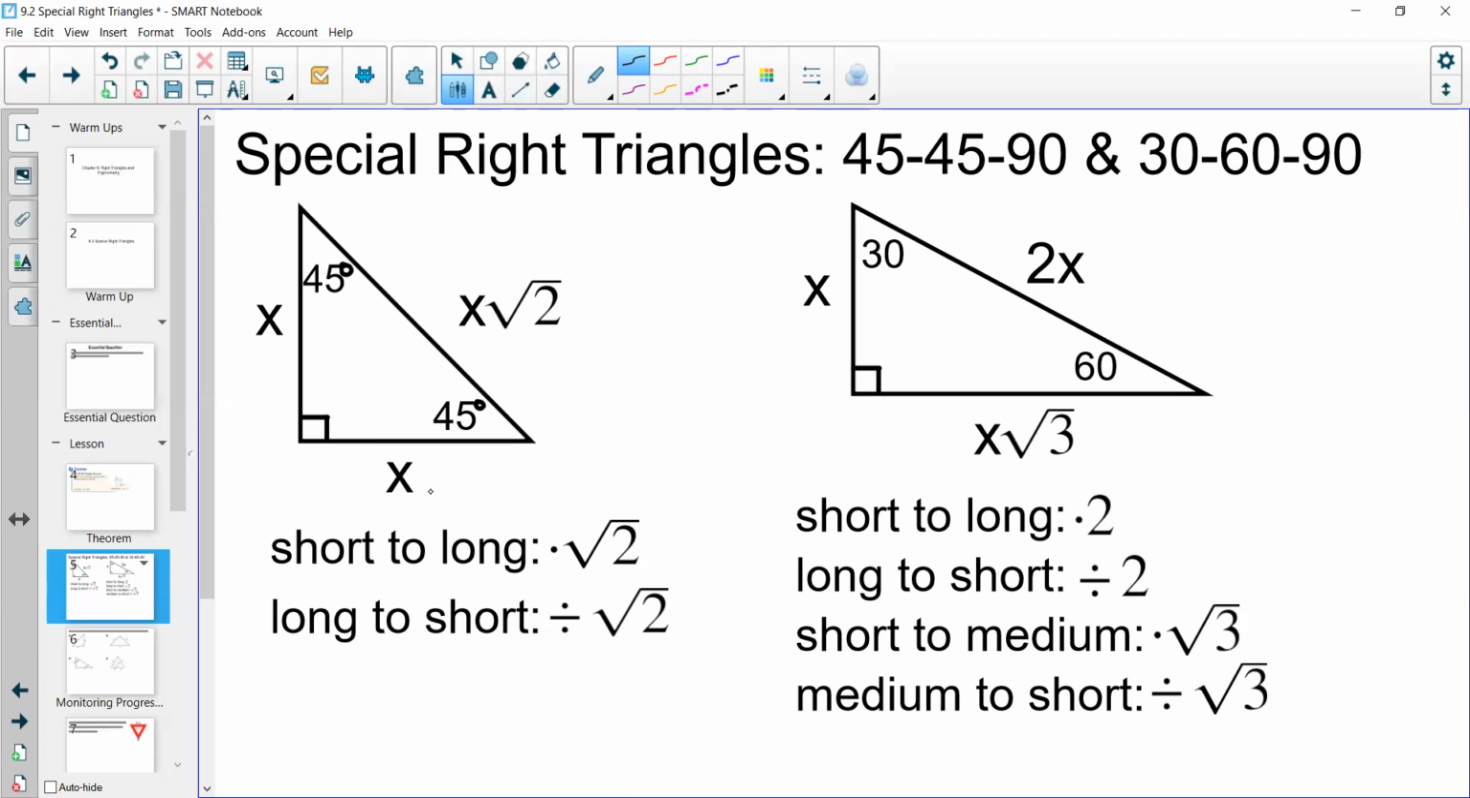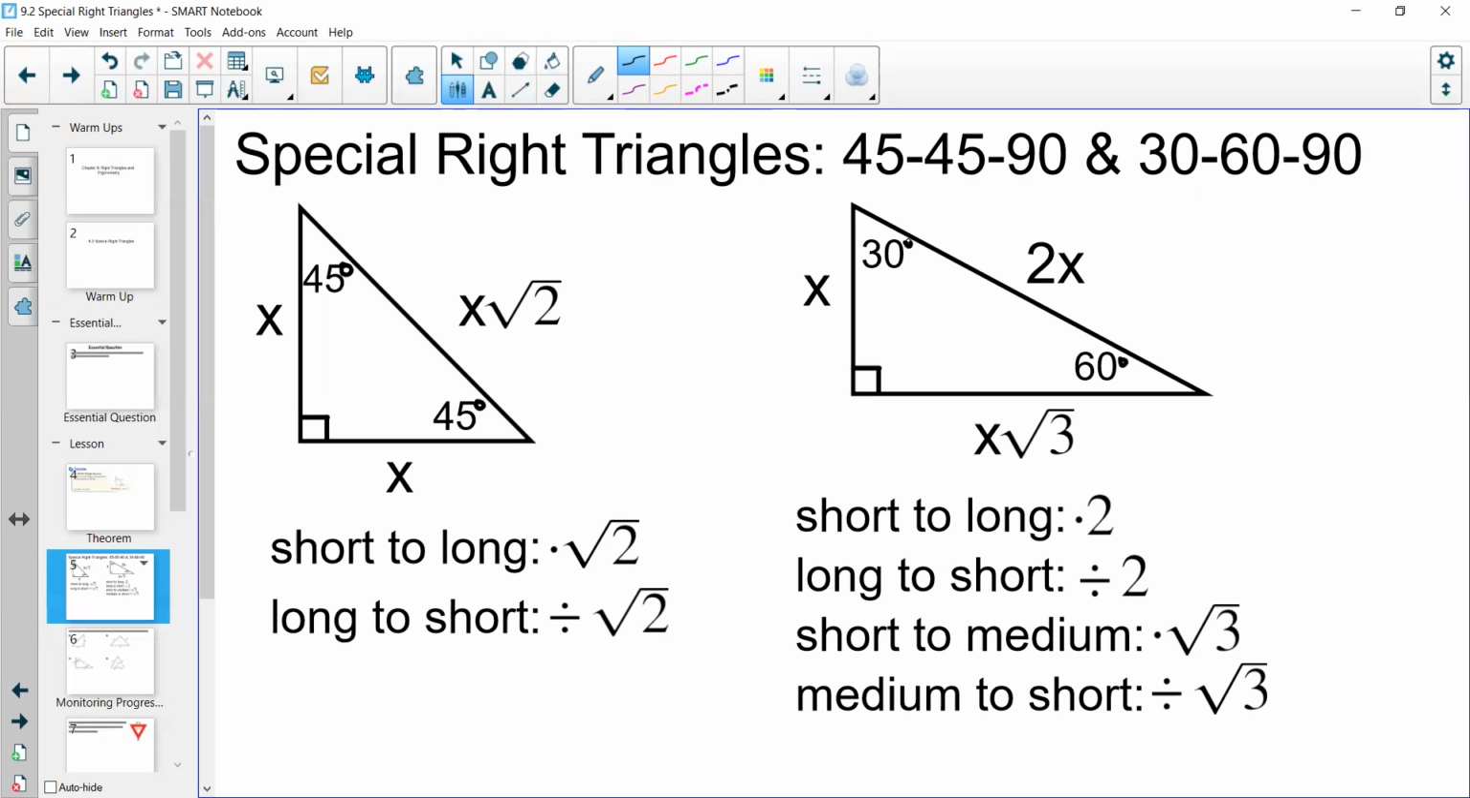Now let's take a look at the other type of triangle that we're going to see. This is called a 30-60-90 triangle because one of the angles is 30 degrees, one angle is 90 degrees, and one angle is 60 degrees. Just like with the 45-45-90, there are relationships between the legs of this right triangle and the hypotenuse. There are two legs on this 30-60-90 triangle, a short leg and a long leg.